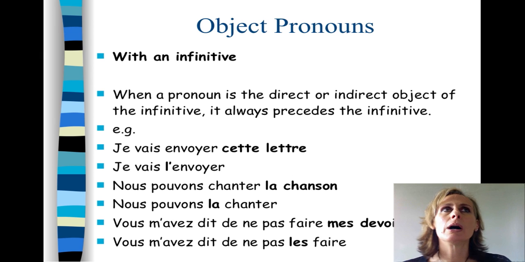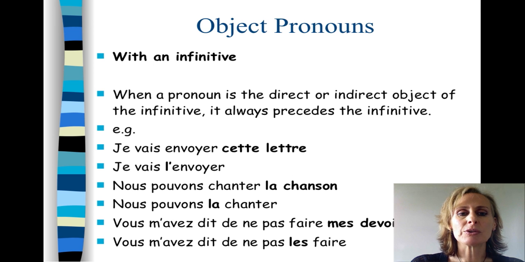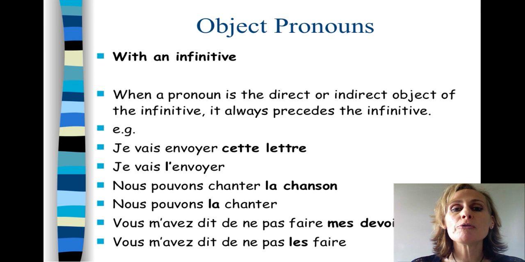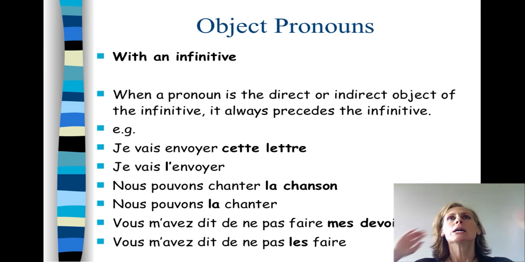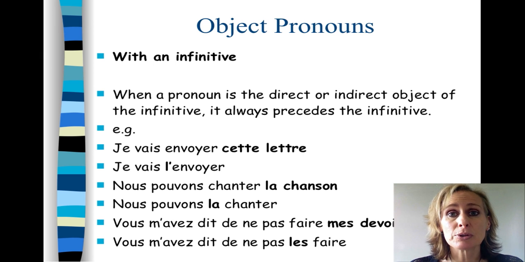So I mentioned before about being aware of what is the relevant verb. Let's talk about what happens when you have an infinitive. When a pronoun is a direct or indirect object of the infinitive, it always precedes the infinitive. Okay, what that means is you must put your pronoun before the correct verb. For example, have a look at this. I talked about the futur proche before. Je vais envoyer cette lettre. Well, you might think, okay, cette lettre is going to be replaced by la. I'll put it before the verb. Don't put it before vais. That's not the relevant verb.